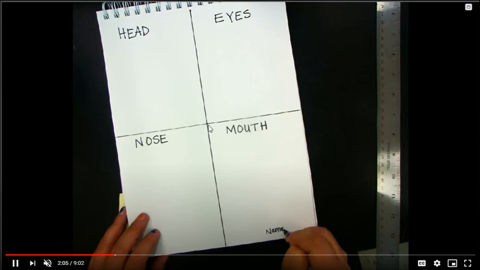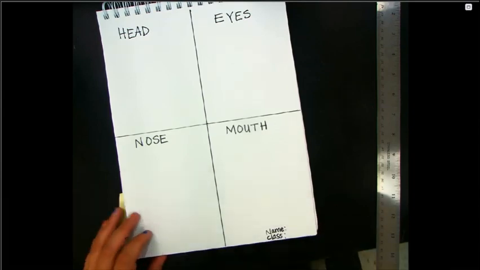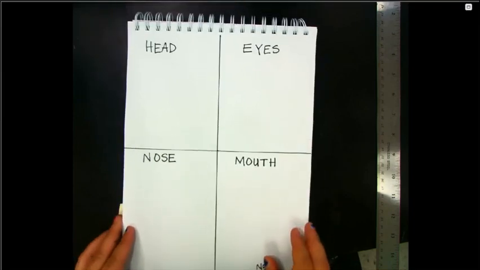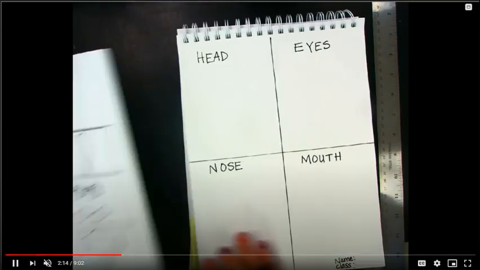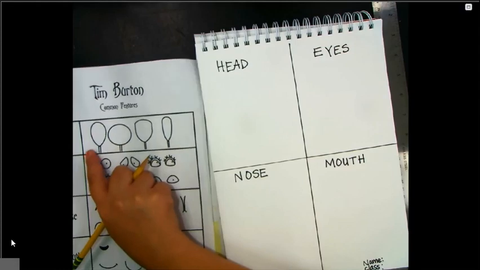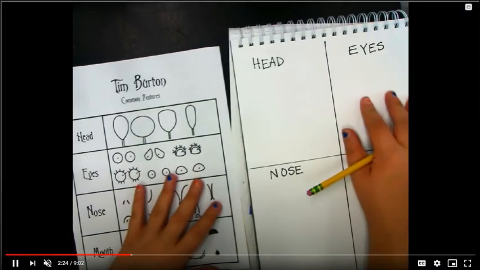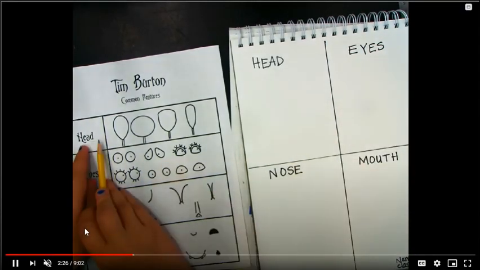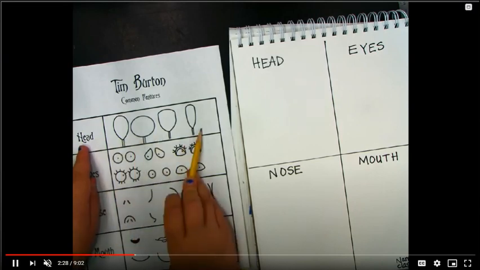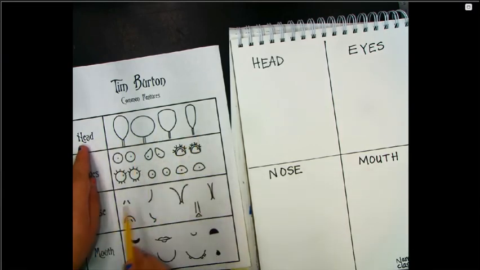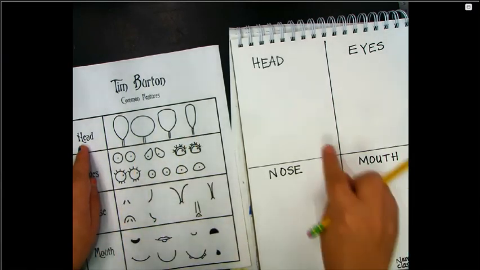It's also important that you write your name as well as your class somewhere on here, either on the bottom or the top, but find an area to write that information. I start by looking at those simple shapes, and I use a pencil. I'm starting with the heads, then I'll move on to the eyes, the nose, and the mouth.